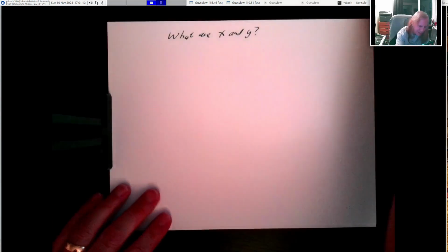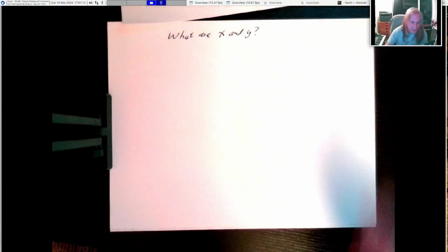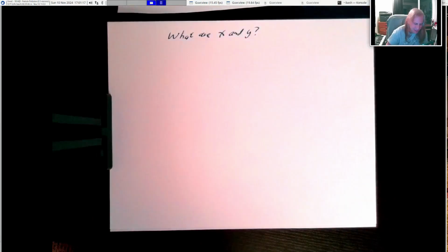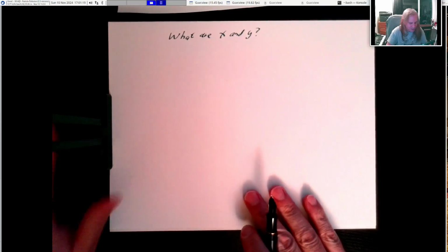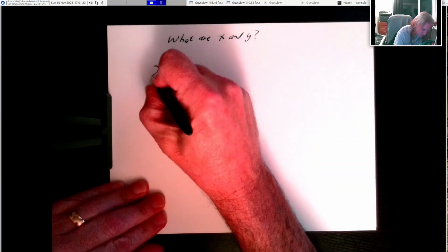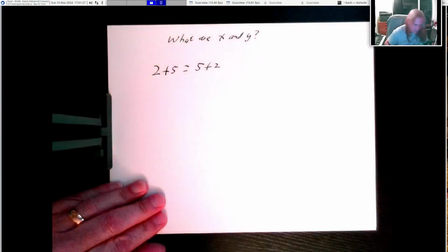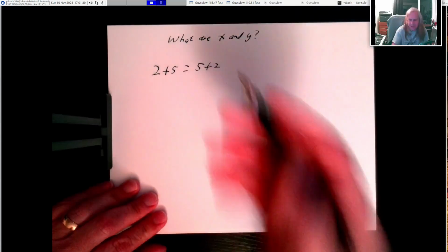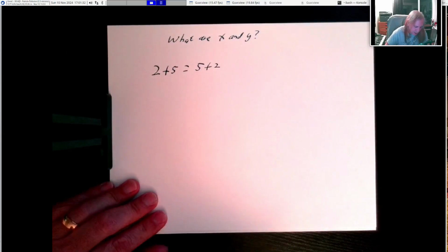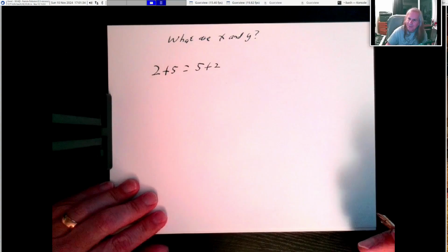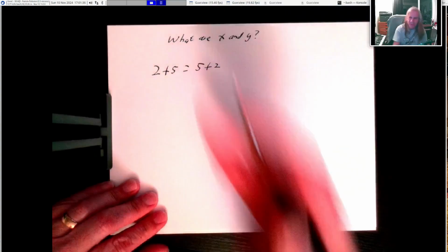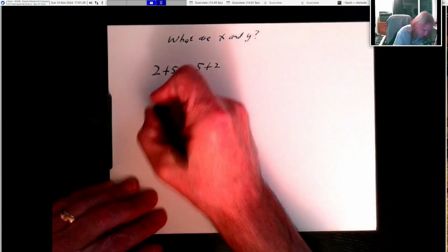So what about x and y? Sometimes we have equations and they don't just have x, they have, for example, x plus y. Well, we can explore this in exactly the same way. For example, I could make the observation 2 plus 5 equals 5 plus 2. And we know that's true. This is 7, this is 7. Was that a coincidence just because I happened to pick 2 and 5, or is there something more general going on here? Well, let's see.